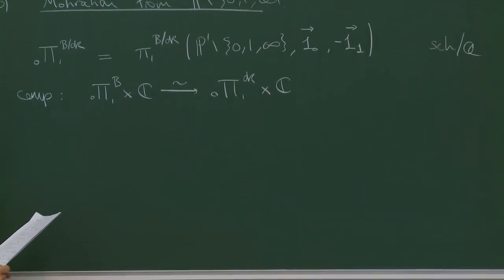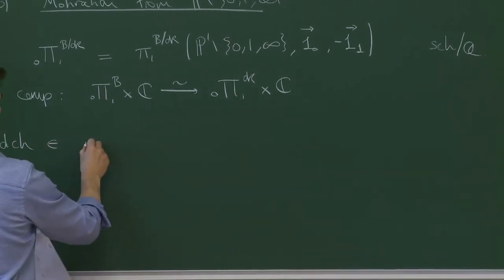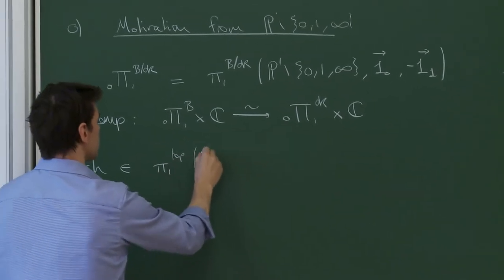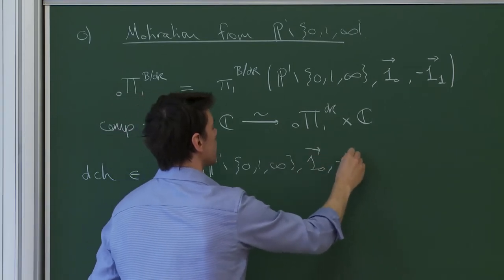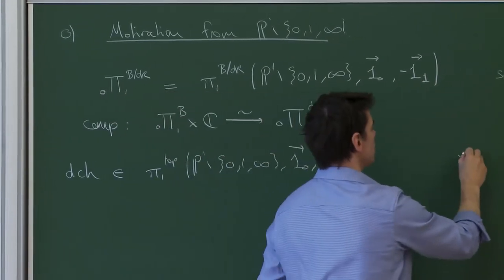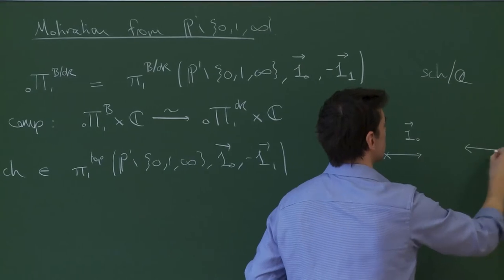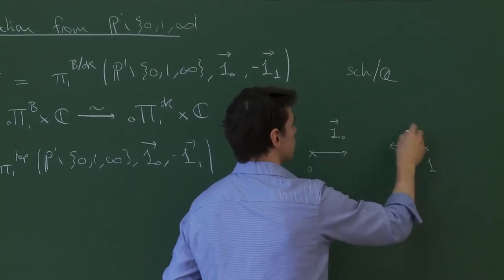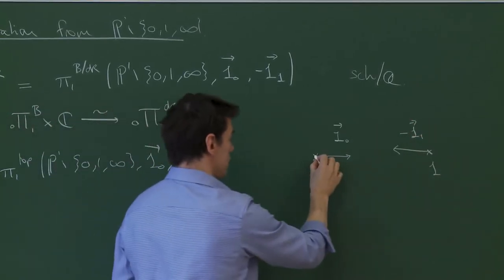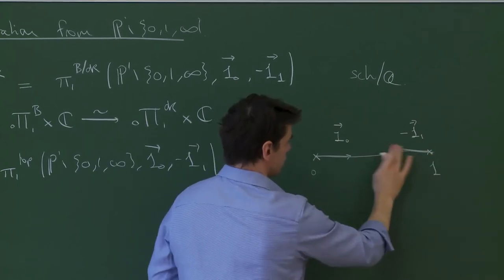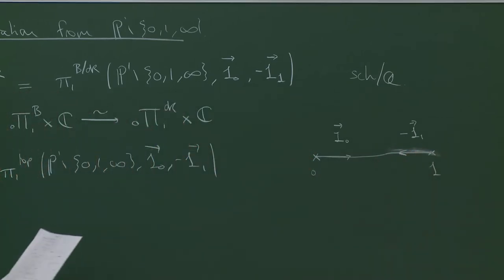And then there's an element that plays a very important role, which is the droit chemin in the topological fundamental group, which is the straight line path going from 0 to 1, or rather the tangent vector of length 1 at 0 to the tangent vector of length minus 1 at 1, and it's simply the straight line. Now my line is not very straight. Do that again. So that's the droit chemin.